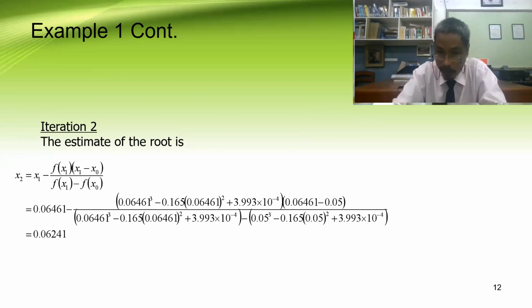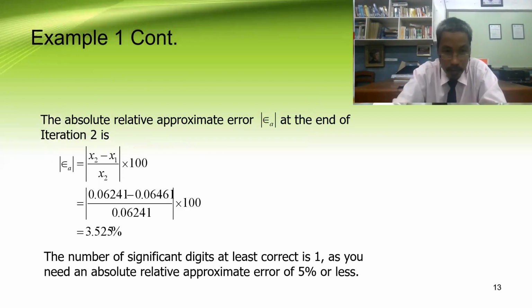Let us confirm if we have two significant digits correct. So using this, we only have one significant digit correct, because the answer for the absolute relative error is 3.5, and this is just less than 5%. 5% is one significant digit. So at least one digit is correct, and that digit is 0.06. 6 is the correct digit.